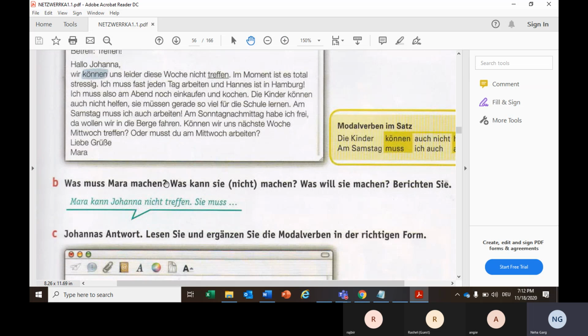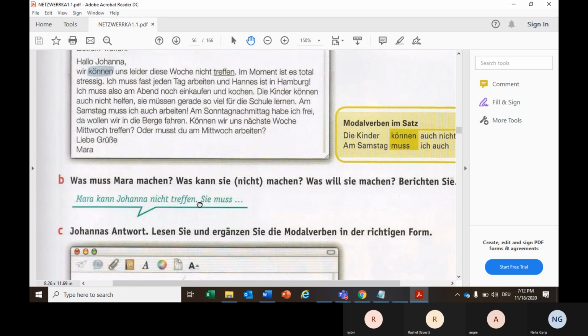Mara kann Johanna nicht treffen. Sie muss arbeiten. Or maybe, as per the given information in the email, you can write the reasons for what she cannot do and what she wants to do. Is the exercise clear, what you have to do? Yeah. Okay, take 5 minutes and then we'll discuss.